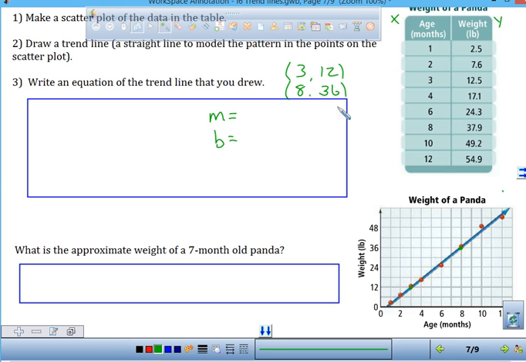What's the definition of slope other than rise over run? Change in y over change in x. Yes it is. What's the change in our y's from 12 to 36? 24. Okay. And then what's the change in our x from 3 to 8? 5. Okay, so now we have 24 over 5. And what is 24 divided by 5? Mental math. 4.8.